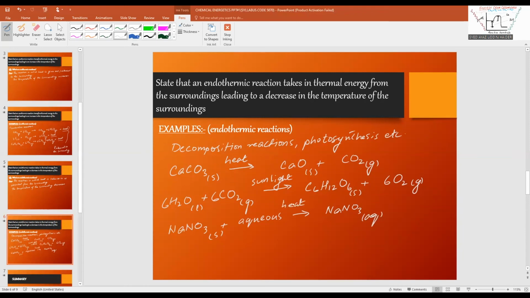You have noticed one thing, that in this case, heat is absorbed from the surrounding. That's why it's shown on the top of the arrow. These are forms of heat. Sunlight is also a form of heat. It's shown on the arrow, which indicates that heat is absorbed in this reaction, absorbed from the surrounding.